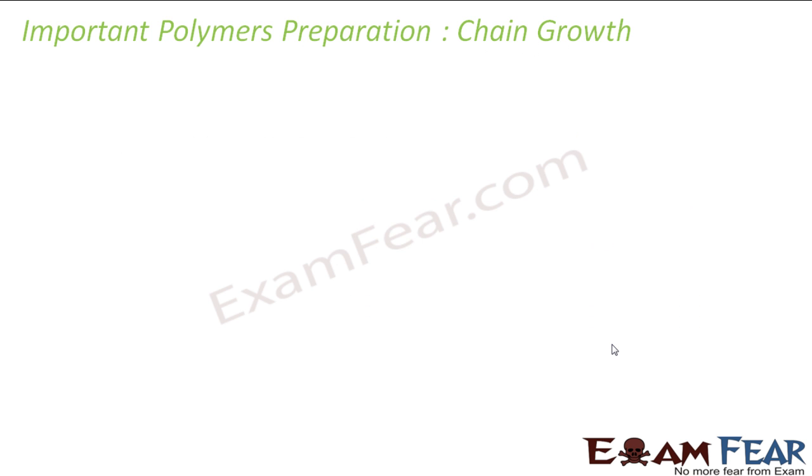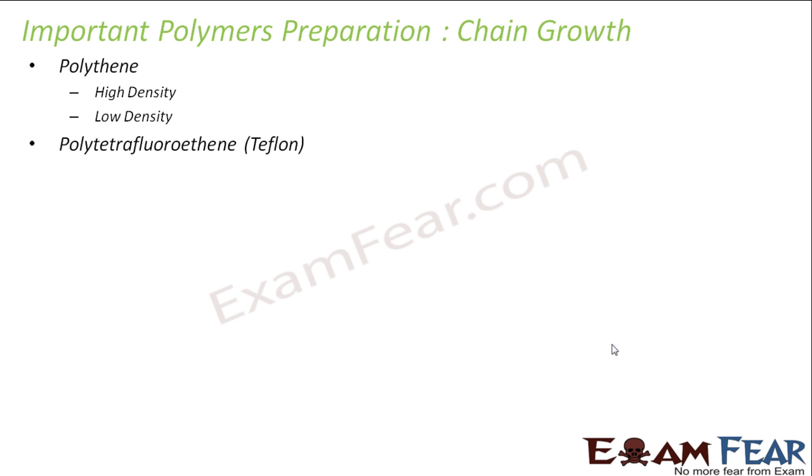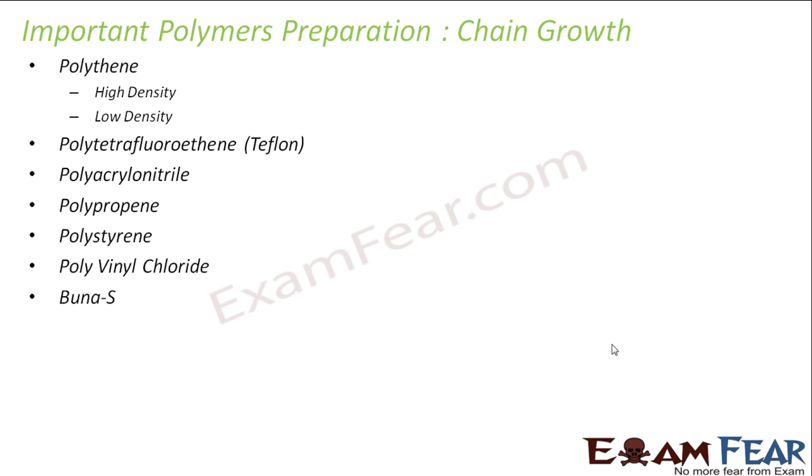Now we discussed the chain growth and the step growth polymerization reactions. Let's see some of the examples. For chain growth polymerization reactions, we'll see the preparation of polythene, high density, low density, Teflon, acrylonitrile, polypropylene, polystyrene, PVC, Buna-S, neoprene, polyvinyl acetate. All these, let's see the preparation of these because they are important polymers, and these polymers are formed by chain growth reaction.